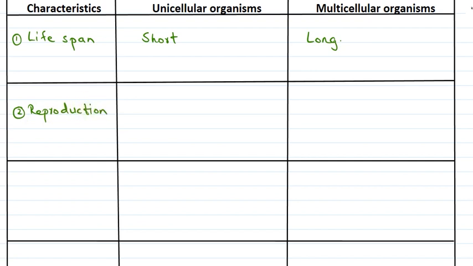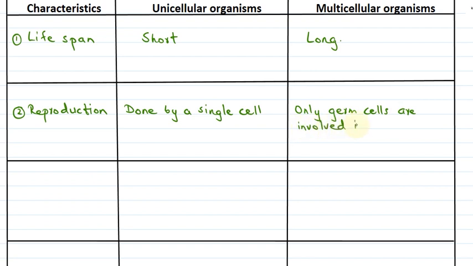What happens here? In unicellular organisms, reproduction is done by a single cell, whereas in multicellular organisms, only the germ cells are involved in the process of reproduction.